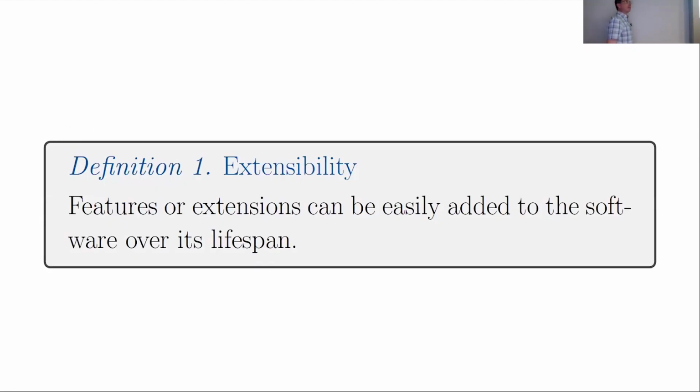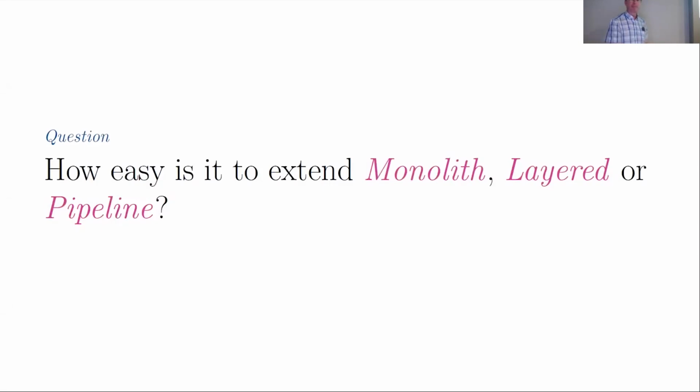So now we want to move on and start thinking about extensibility as another quality attribute. I've got a software system I'm building and I want to build it up in stages over time. I want to be able to keep adding to it. And so I want extensibility to be a focus of the architecture so it supports extending the software system over its lifespan. So we've looked at monoliths, we've looked at layered, we've looked at pipeline. How well do they support extensibility?